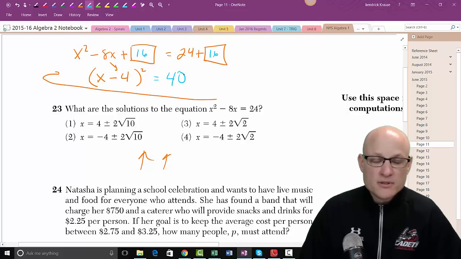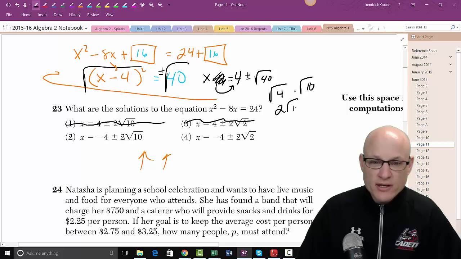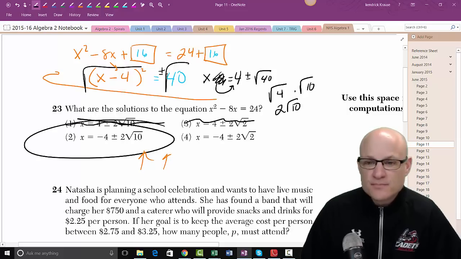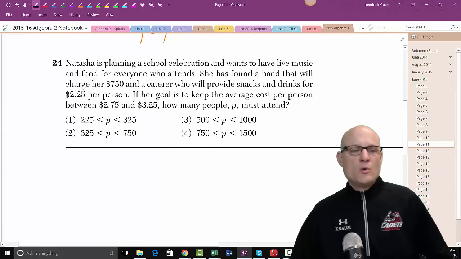Now we'll take the square root of both sides. Don't forget to put a plus or minus. So I get x minus 4 equals plus or minus the square root of 40. Bring the 4 over, I get 4 plus or minus the square root of 40. So it's positive 4 plus or minus the square root of 40. And if you simplify the square root of 40, that's the square root of 4 times the square root of 10, which is 2 square roots of 10. Ka-ching. This was a nasty problem, I thought.